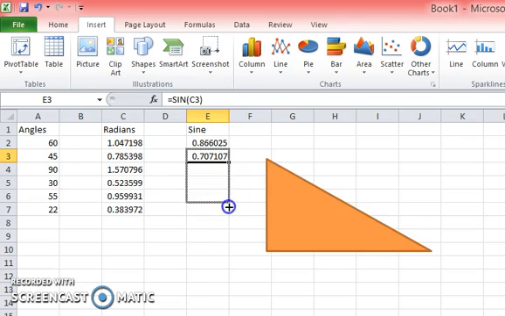And we can just drag this down here. Finish it up. So now we have all of our angles. Now we have all the sines of all of our angles in radians.